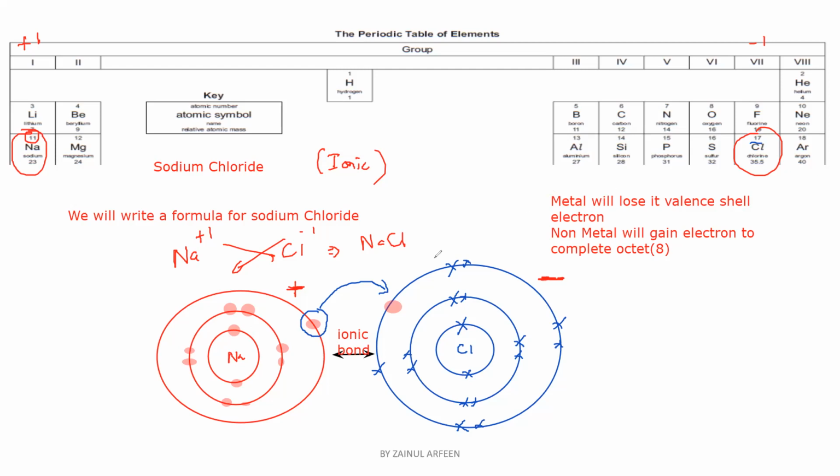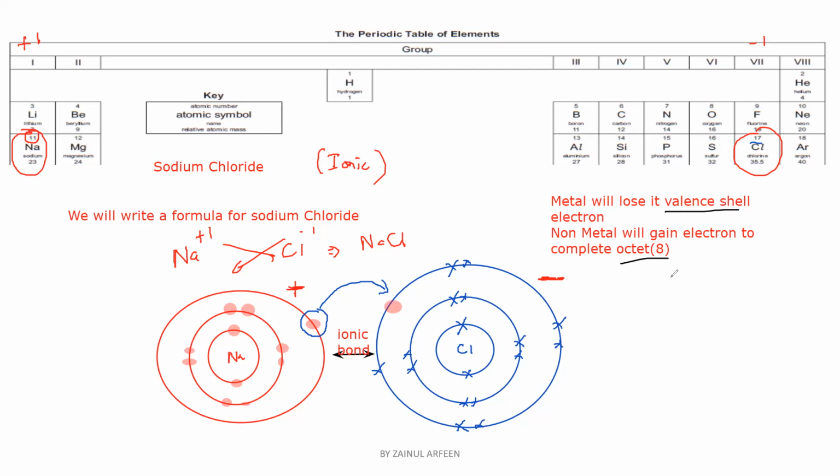And for non-metal, example, chlorine is there. How many electrons should it gain? It should gain electron to complete octet. Octet means 8. So 7 are already there: 1, 2, 3, 4, 5, 6, 7 electrons are already there in the last shell. So it will take only 1 electron. So for metal, you should remove all of the electrons from the last shell. And for non-metal, you should complete octet. Is it clear?